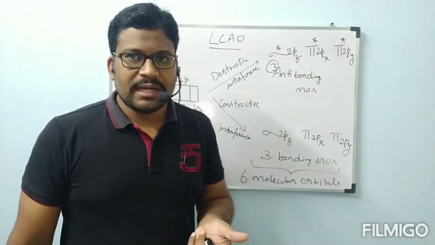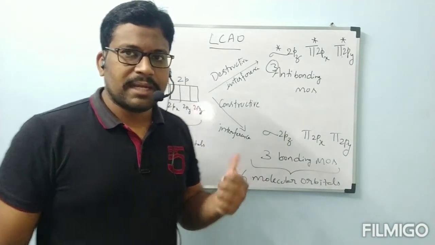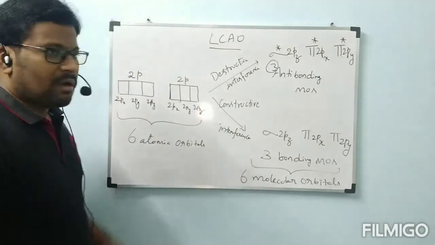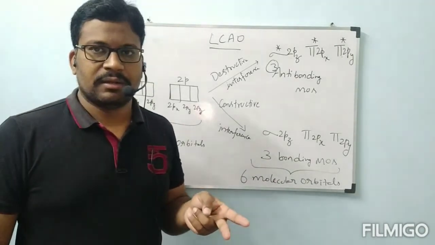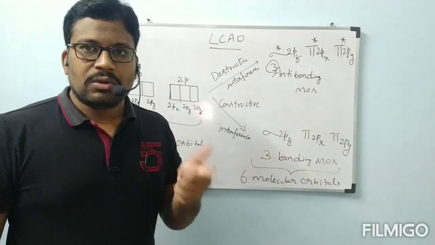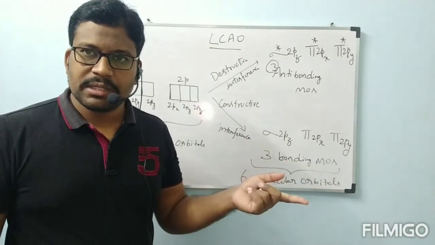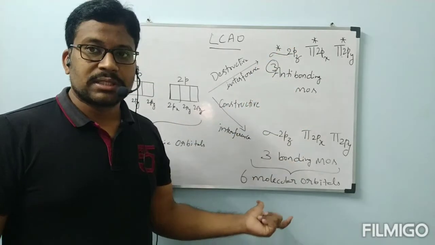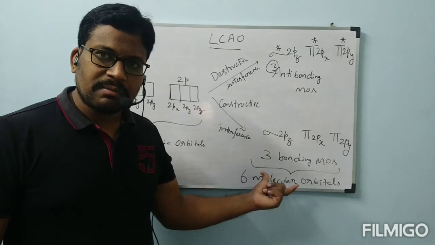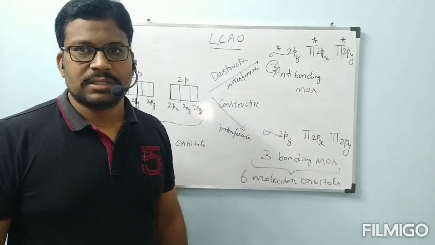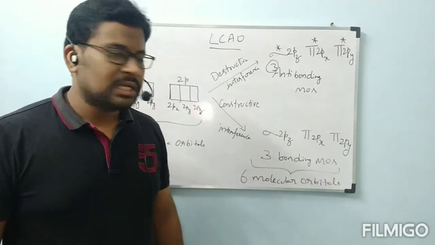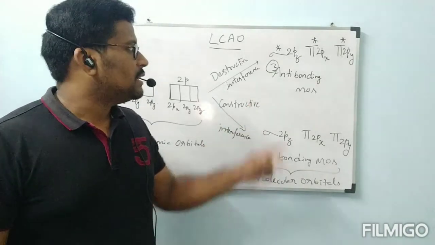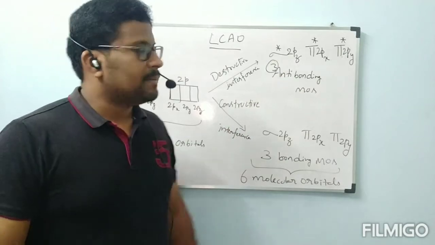First, before that, if you have an idea of what molecular orbitals are formed by 2p combination, then it will be somewhat easy for you. We have seen what molecular orbitals we got when 1s and 1s combined, and when 2s and 2s combined. Even when 2p and 2p are combined, we got totally 6 molecular orbitals, 3 bonding: sigma 2pz, pi 2px, pi 2py, and 3 anti-bonding: sigma star 2pz, pi star 2px, pi star 2py.